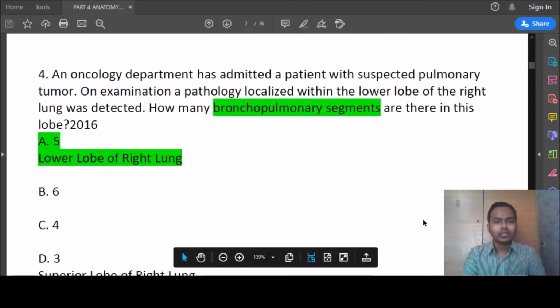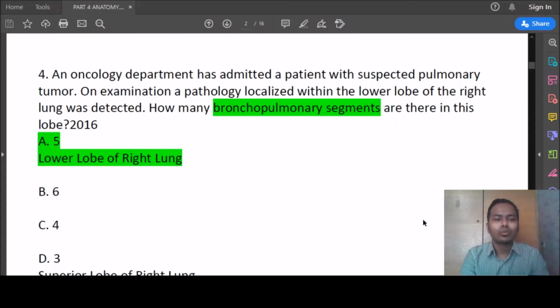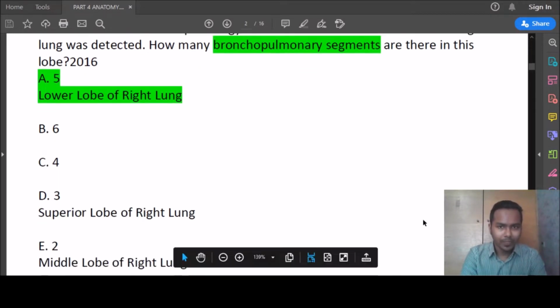An oncology department has admitted a patient with a suspected pulmonary tumor. On examination, pathology localized within the lower lobe of the right lung was detected. How many bronchopulmonary segments are there in this lobe? Every lobe has segments. In the lower lobe there are 5 segments.